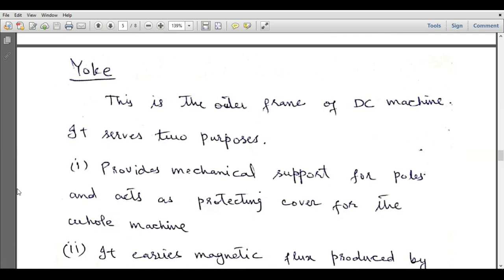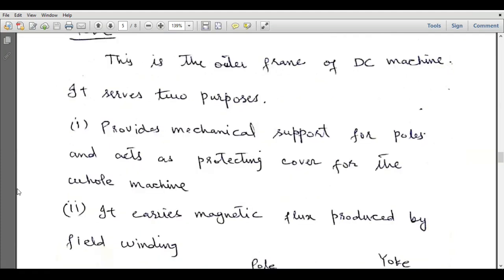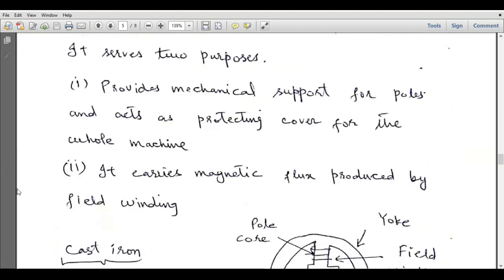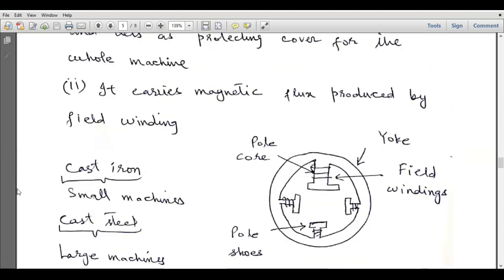It serves two purposes. It provides mechanical support for poles and acts as protecting cover for the whole machine, and it carries magnetic flux produced by the field winding. So here you can see this is the yoke, right? So this outer frame is the yoke. It provides the protecting cover for the whole machine.